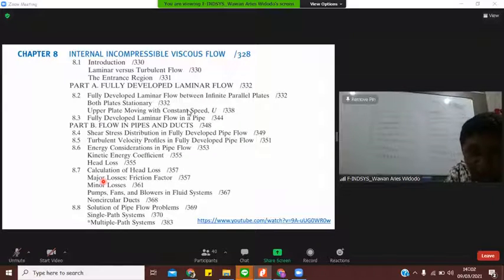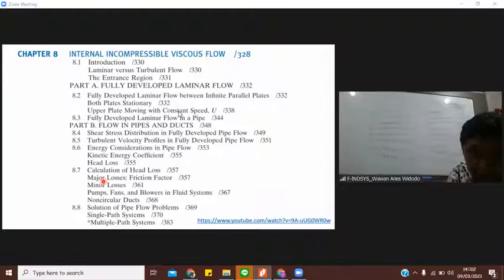And if we talk about minor losses, it is when the fluid flows through something like a sudden enlargement. Sudden enlargement is where the cross section extends, increasing the cross section, or a sudden contraction.